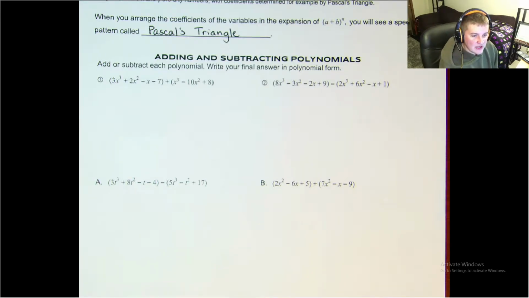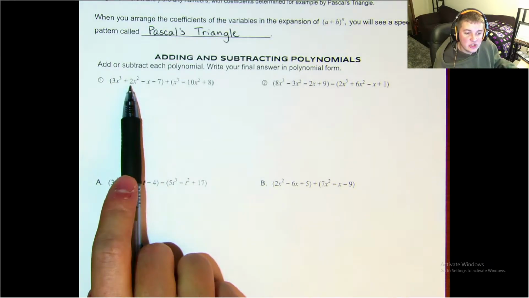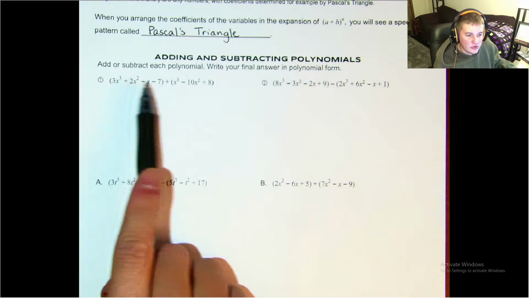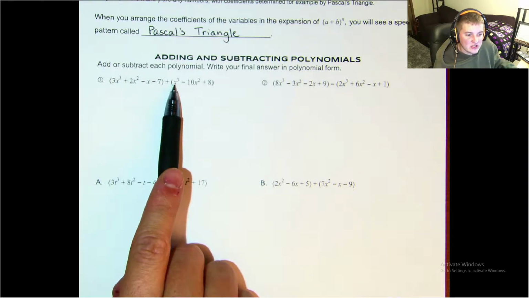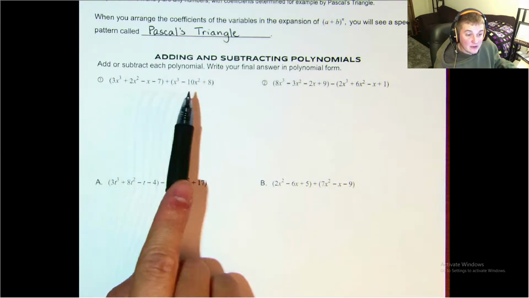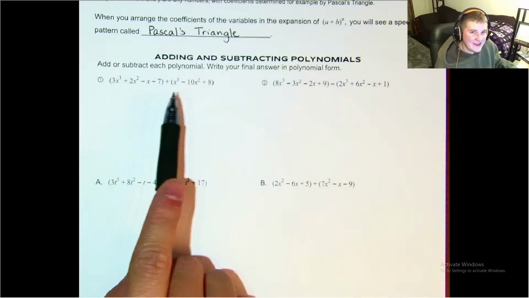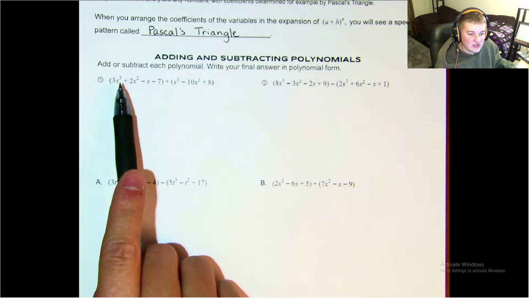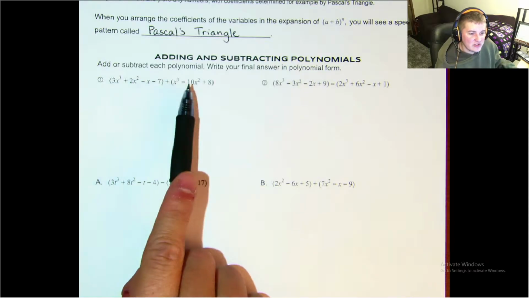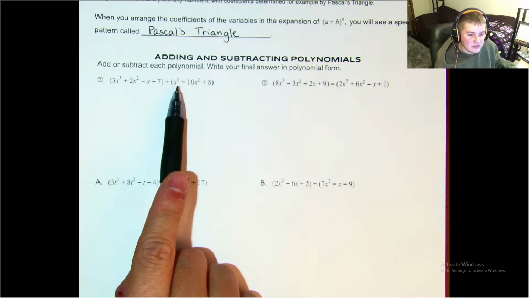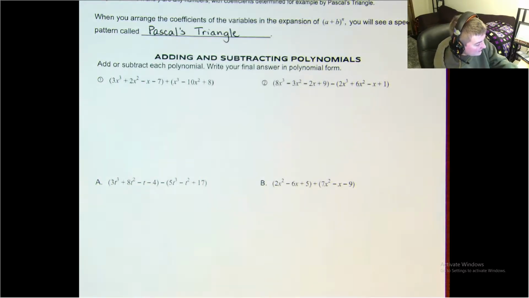So if I'm looking at example 1, I have 3x to the third power plus 2x squared minus x minus 7, and that polynomial is being added to the polynomial x to the third minus 10x squared plus 8. Now, as I look at this, when you're adding, it doesn't really matter what order you're adding in, so we can essentially think of this as all of these terms being added and subtracted together. We really don't need the parentheses. So we can just go ahead and find the terms that combine together.